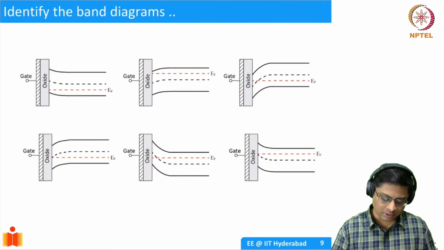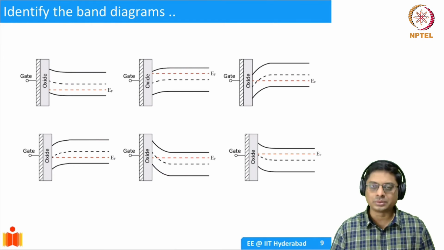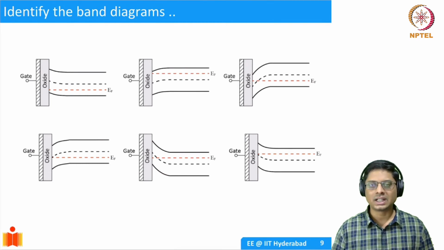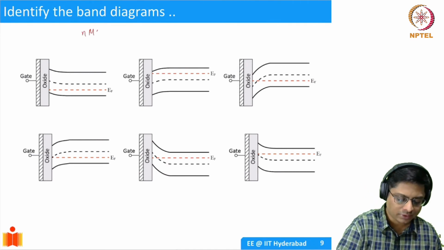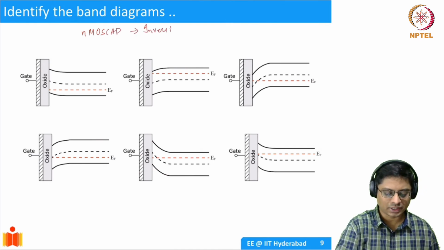So, before I stop, I just wanted to help you identify a few scenarios. We have discussed accumulation, depletion, and inversion, three scenarios. We have discussed all of them for NMOS. Why did we call it NMOS? Basically, NMOS cap means, if I say NMOS cap, this implies inversion charge is electrons.